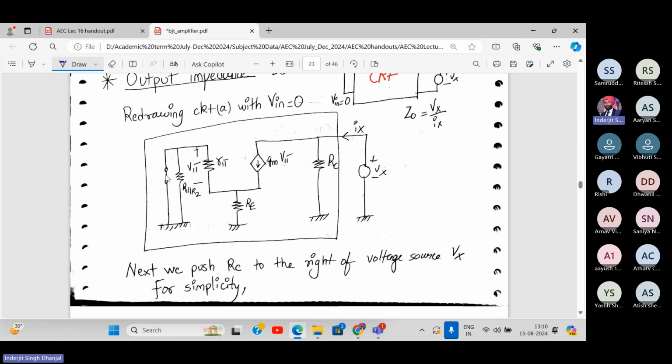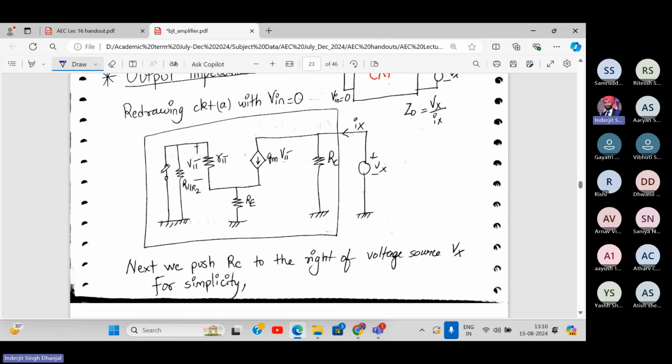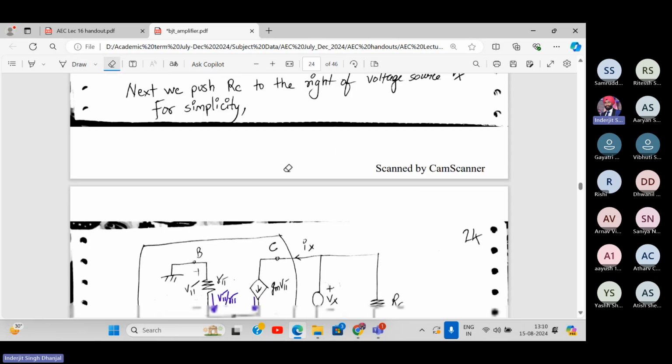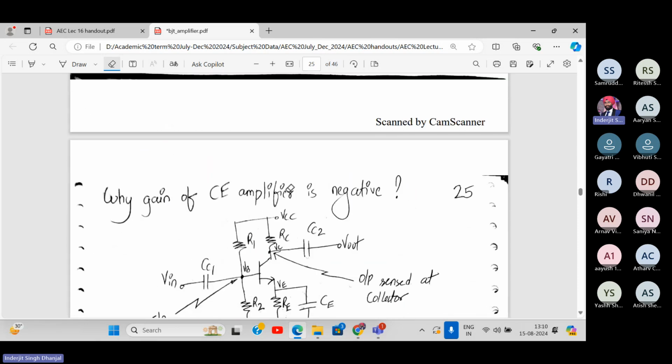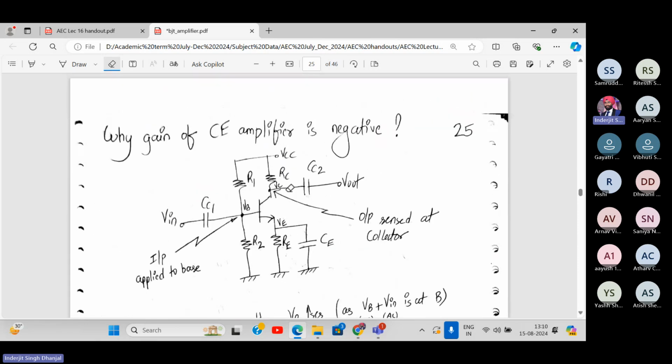Output resistance remains the same because if Vin is 0, then V pi will be 0, then Gm V pi will disappear. This will become 0, and you are left with RC only. So therefore, output resistance is RC only. So you can have a look at it. Now, there is one important question which I want you all to go through in the document.